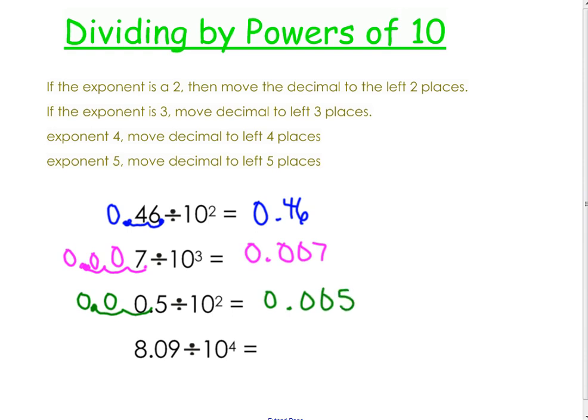Okay. And finally, we see here that our exponent is 4. We're dividing, so we're going to move our decimal to the left 4 places. 1, 2, 3, 4, and it goes there. So we're going to need 3 0 placeholders as well as a 0 placeholder in the ones place. So 8 and 9 hundredths divided by 10 to the 4th power is 0.000809. And that's how you divide by powers of 10.